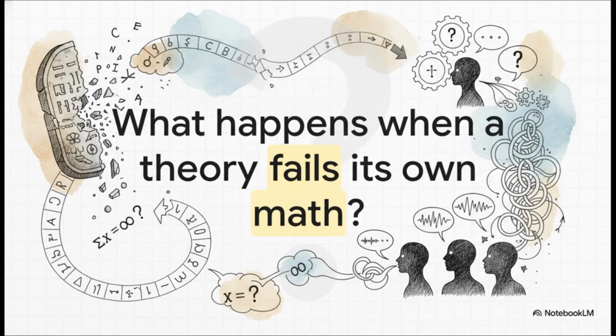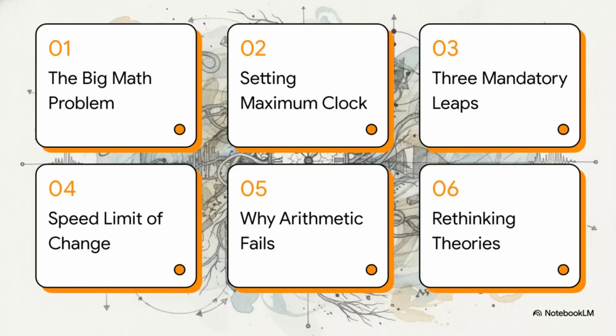Okay, let's dive into this. Here's our quick roadmap for today's explainer. We'll start with the big math problem, then move into setting the maximum clock. From there, we'll hit the 3 mandatory language leaps, check out the speed limit of change, see exactly why the arithmetic fails, and finally, rethinking linguistic theories. And don't worry, we aren't getting bogged down in academic jargon today. We're just solving a simple logic puzzle together.